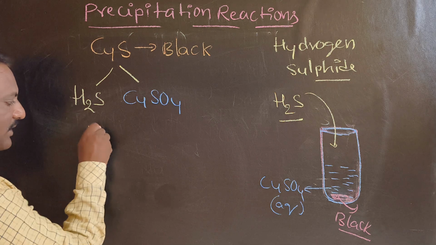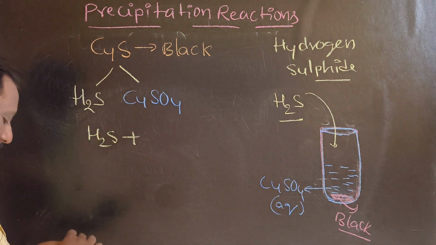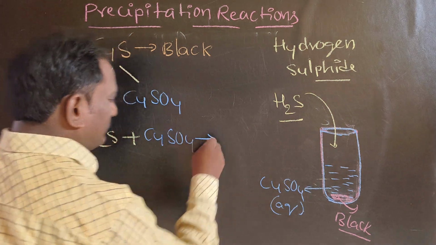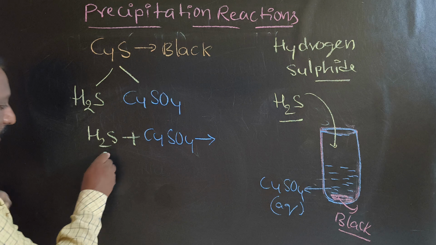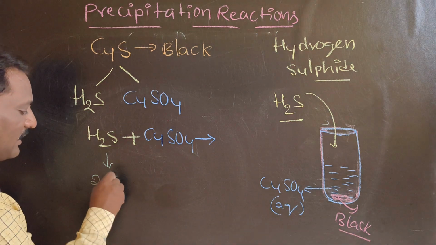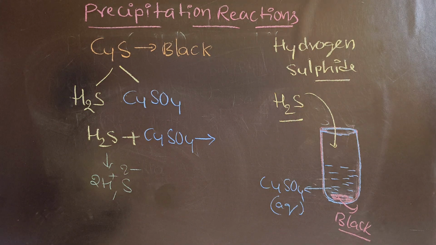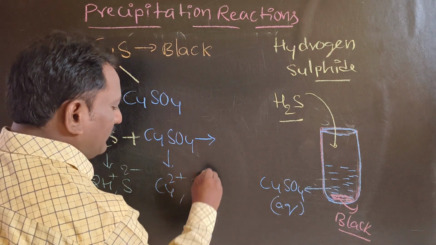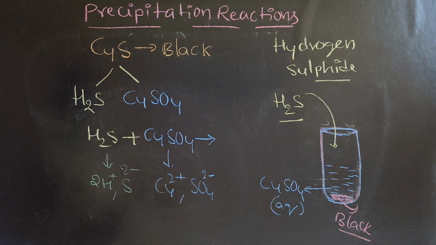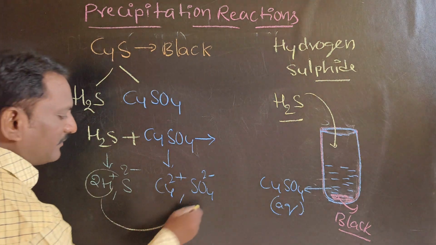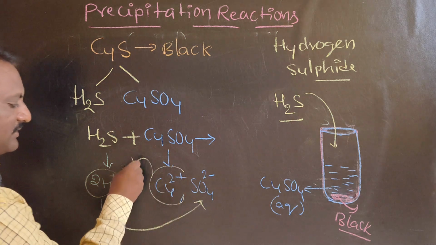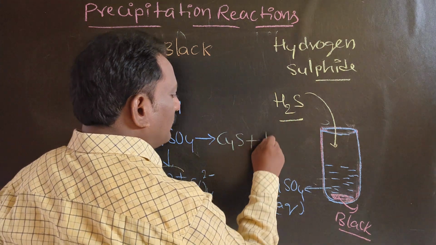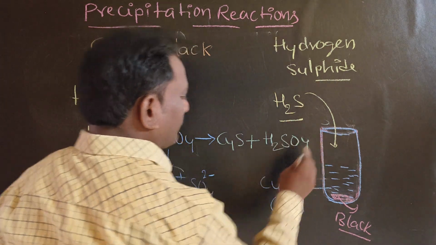Now let us write the equation. Hydrogen sulfide H2S plus copper sulfate CuSO4 gives: it splits up into 2H+ ions and one sulfide ion, and it splits up into Cu2+ and one sulfate ion. Exchanging of ions takes place. These two are combined with this one, and this is combined with this. Then you will get black precipitate of copper sulfide and H2SO4 aqueous solution.